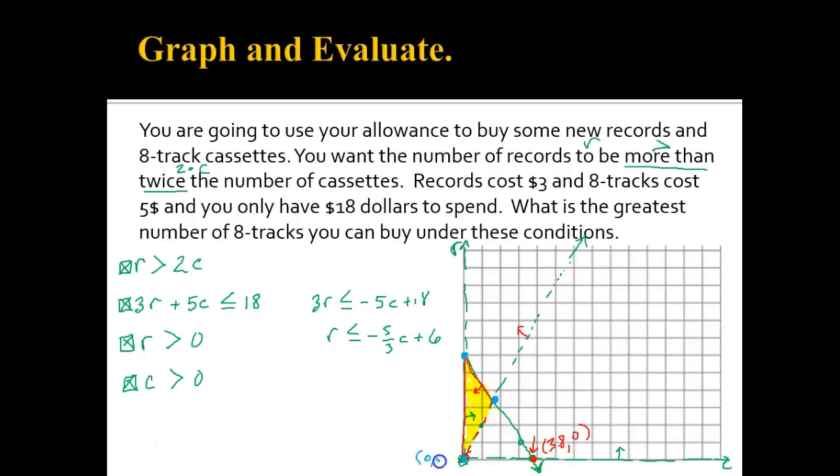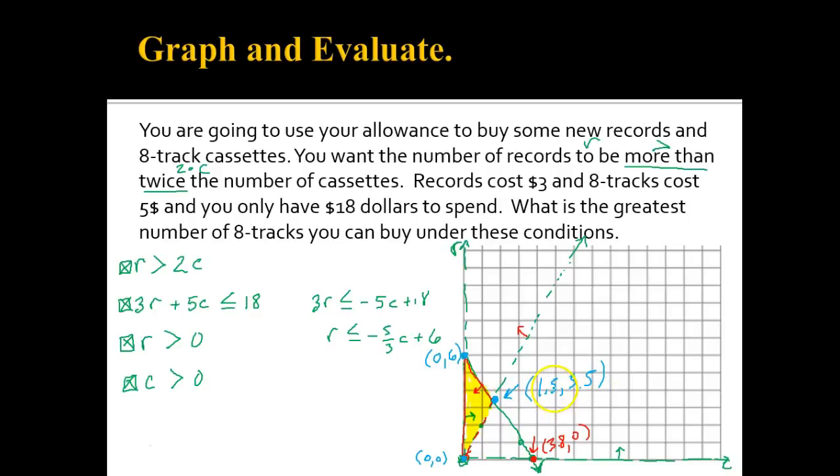So obviously 0, 0 is not what we want. We don't want to buy 1, 2, 3, 4, 5, 6 records and 0 cassettes. We want to buy some 8-track cassettes. So I'm looking at this point here, and this is the tricky one. It's not on the line. It's something like 1.5, 1, 2, 3.5. Let's just say it's 1.5, 3.5.